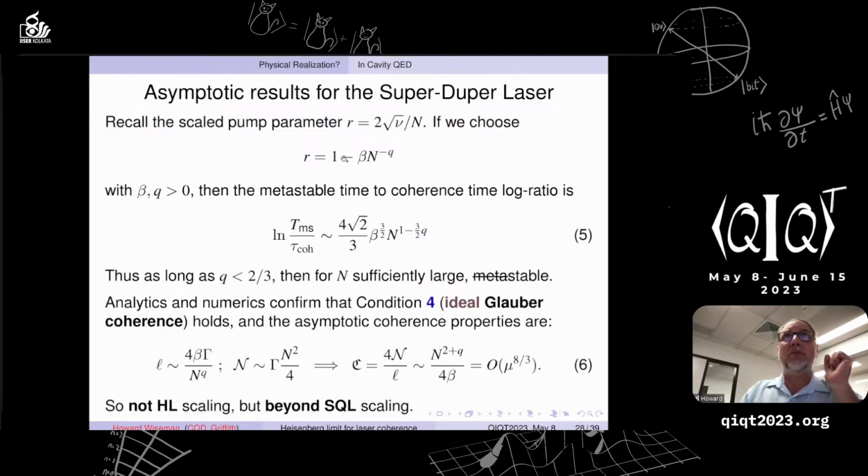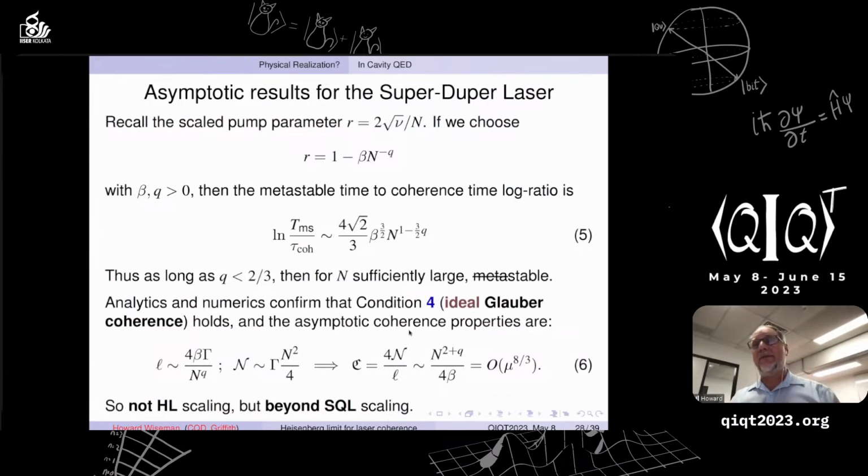And so in that limit, with choosing these things here, it turns out the line width of the laser scales like this. So that's 1 over the coherence time. The flux scales like that. So that's the gamma n/2 all squared, which gives me a coherence in the end which scales like n to the 2 plus q over 4 beta. Beta is this parameter up here. Remembering that mu is basically equal to n/2, this is scaling like mu to the 2 plus q, which can be almost as large as mu to the 2 2/3. In other words, almost as large as mu to the 8/3, which is clearly a higher scaling than the standard quantum limit, but not the Heisenberg limit scaling, which would be mu squared.